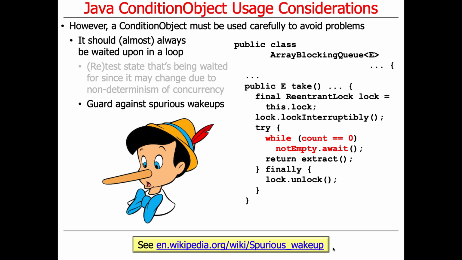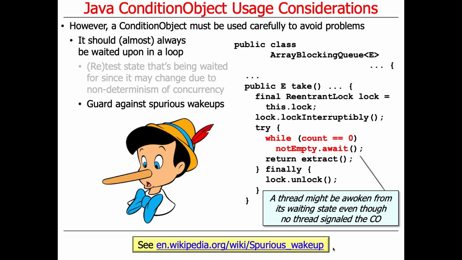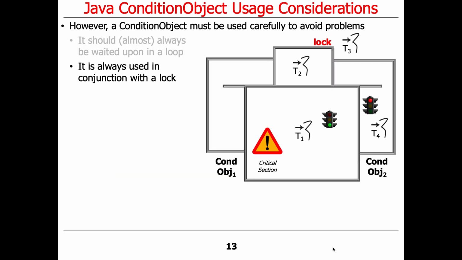And there's also something called spurious wakeups, which are a bizarre anomaly that can happen on some implementations of condition objects on multi-core or multi-processor platforms. Read the link here. It's very strange and very mysterious why those would ever occur, but to guard against them, using loops will solve that problem as well. And you should be using a loop anyway for the most part. Bottom line here is you can have a thread awake from its waiting state even though the thread was not signaled on the condition object, which is bizarre, but read the link here for more about that.